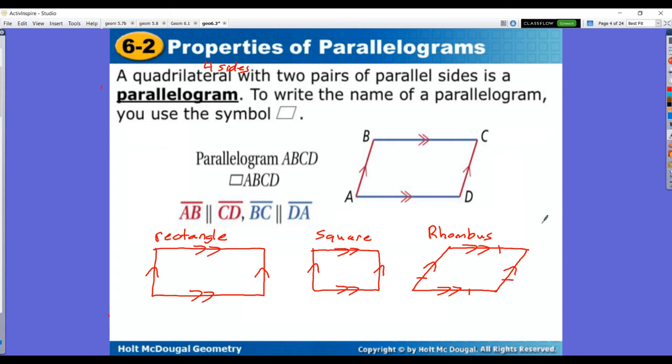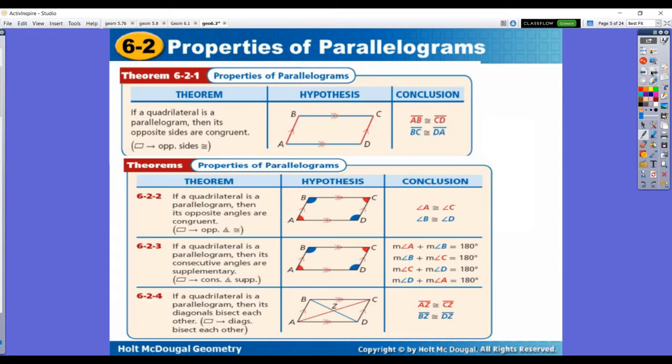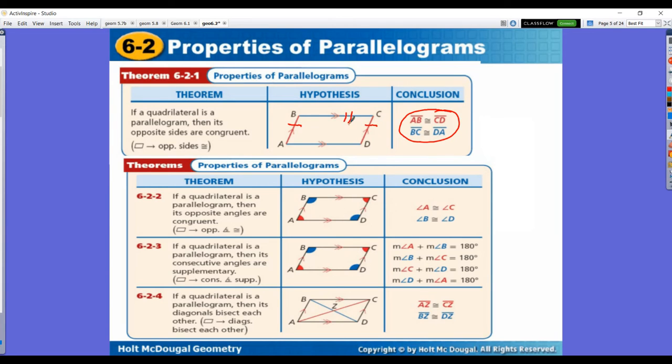All right, so let's take a look at some properties of parallelograms, and then we'll start solving some problems with them. Here's the first one. We've just talked about this on the other slide. The opposite sides of a parallelogram are going to be parallel, but they're also going to be congruent to each other. So side AB is congruent to CD, and CB would be congruent to AD. Opposite sides are congruent.